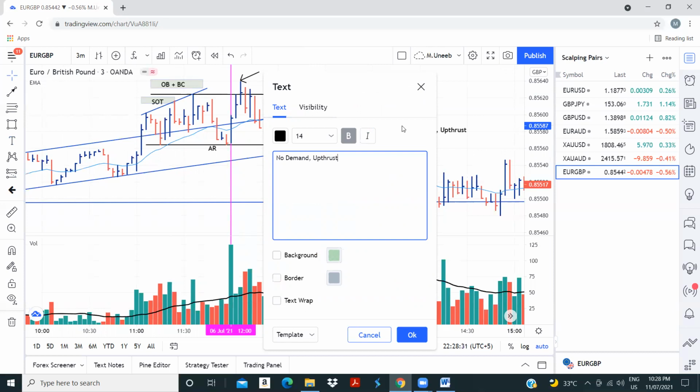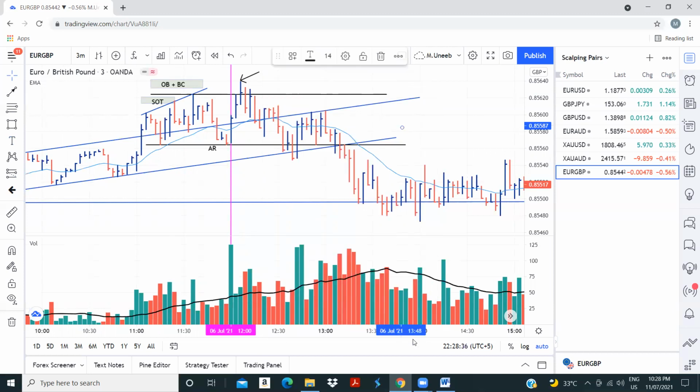So don't you think this is no demand? The bar which I am identifying. This one? How is it no demand? Oh no, it's not no demand. There is no sign of weakness on this bar. It's just a normal bar. It's a decrease in spread. The spread is lower than this bar and the volume is lower as well. So there is nothing unique about this bar.